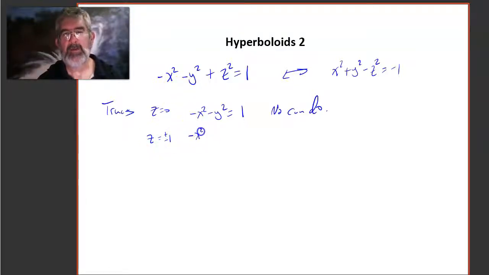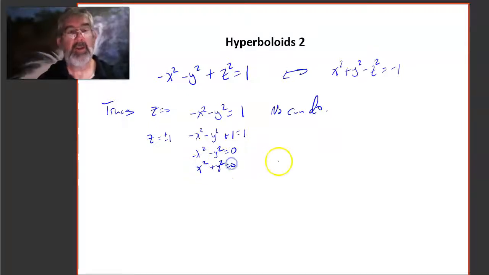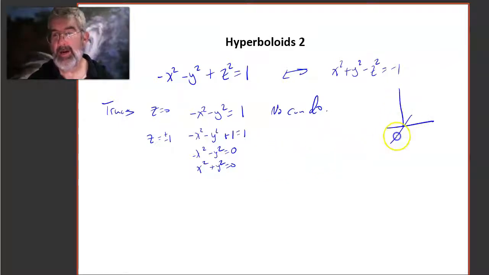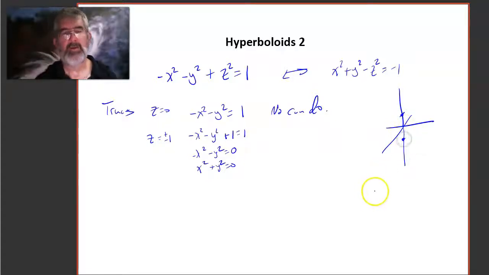However, if I were to plug in, say, z equals 1 or minus 1, then this looks like minus x squared minus y squared plus either 1 squared or minus 1 squared, but either way it turns into a 1 equals 1, which then looks like minus x squared minus y squared equals 0, which if I multiply by minus 1, x squared plus y squared equals 0. This is now a circle of radius 0. So up here at z equals 1, this is a circle of radius 0. Also down here at z equals minus 1, this is a circle of radius 0.